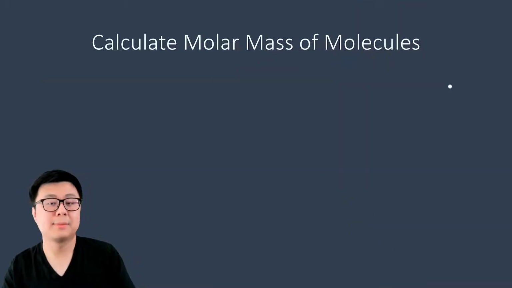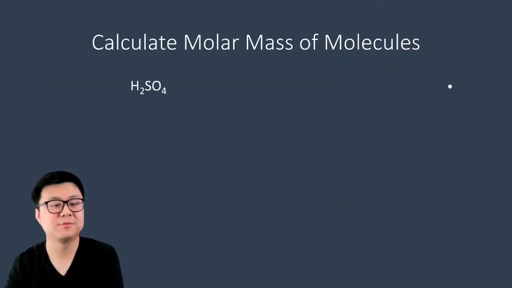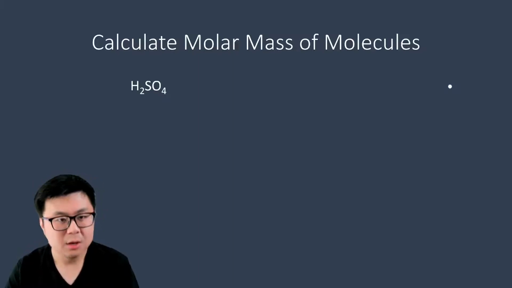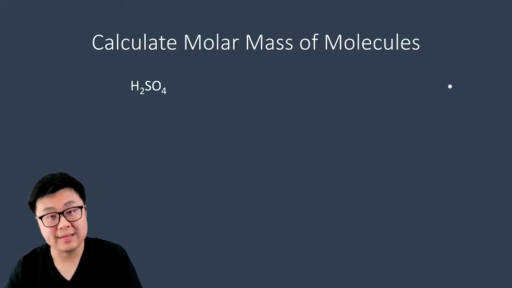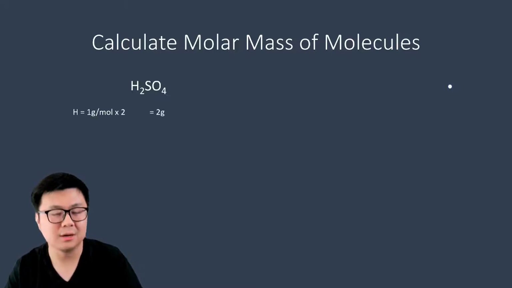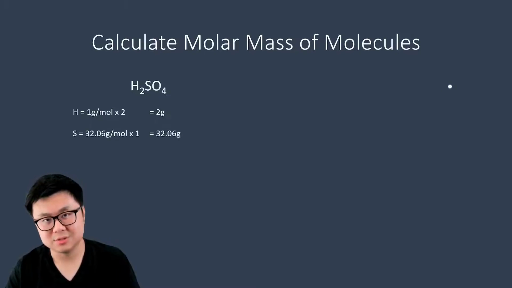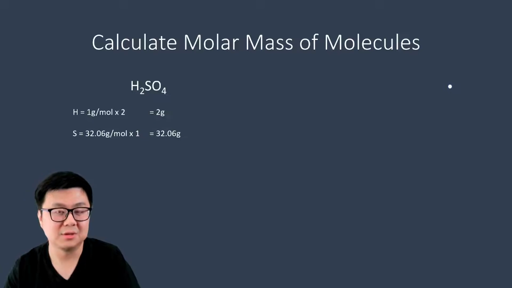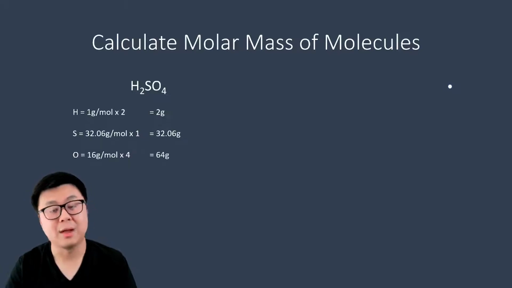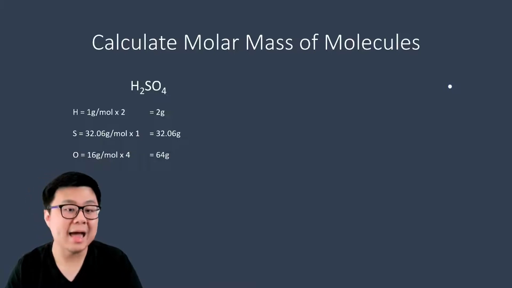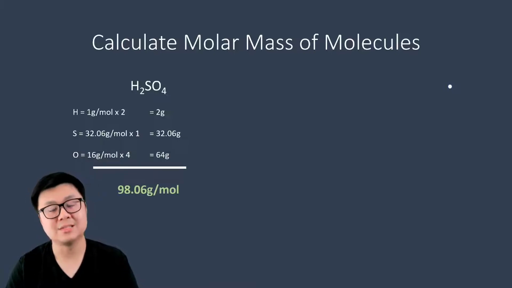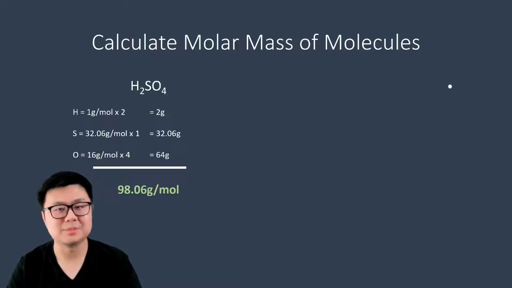Let's practice some calculations for molar mass, starting with sulfuric acid, or H2SO4. To find the molar mass of this compound, we just break it down to its individual elemental components. We have 2 hydrogens, each one is 1 gram, so that's going to be 2 grams. For sulfur, each one is 32.06 grams, we only have 1, so that's going to be 32.06 grams. And then finally, we have 4 oxygens, 16 grams each, times 4 will be 64, and then we add up all of these masses to give us a total molar mass of H2SO4 of 98.06 grams per mole.